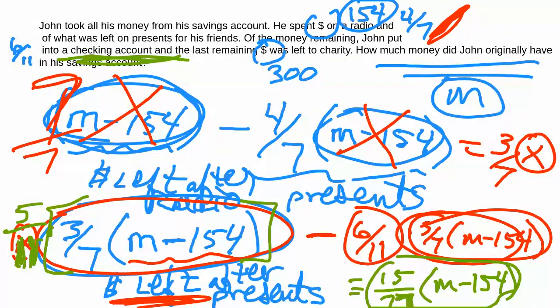And now it says the last remaining $300 is left to charity. So what this means is this is the money that's left in his pocket, the 15/77 times M minus 154. So this equals $300 because that's all that was left. So what we need to do is then figure this out and try and simplify it. So let's go ahead and do that.